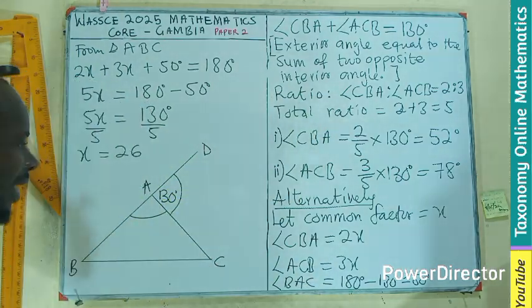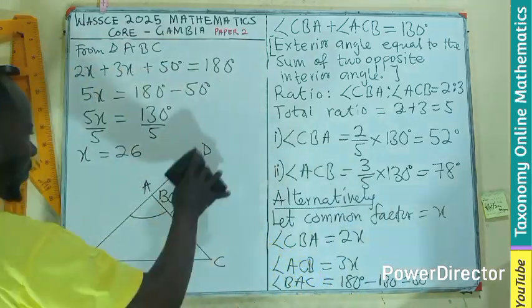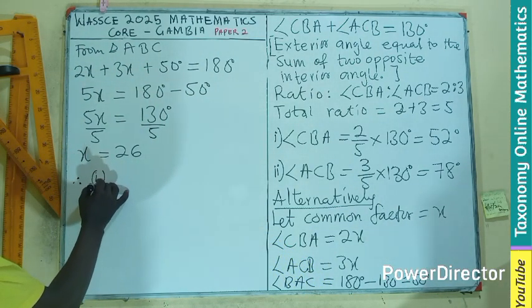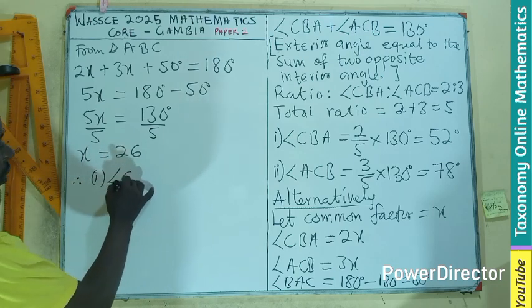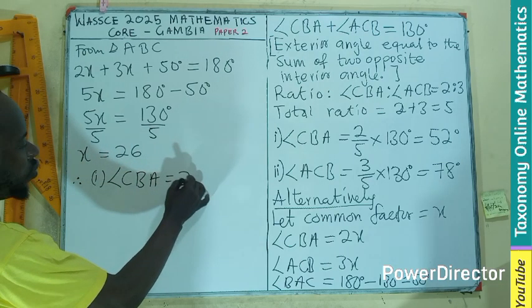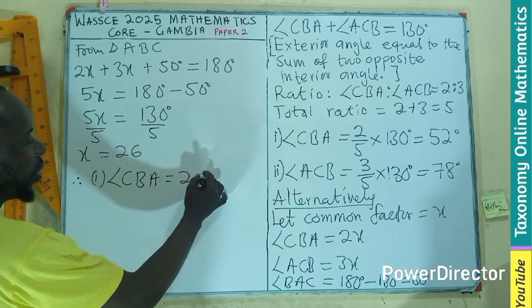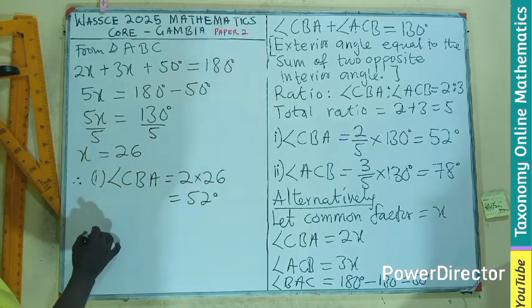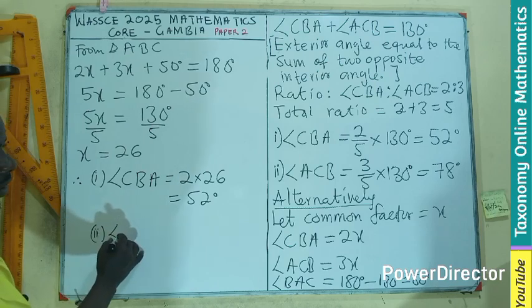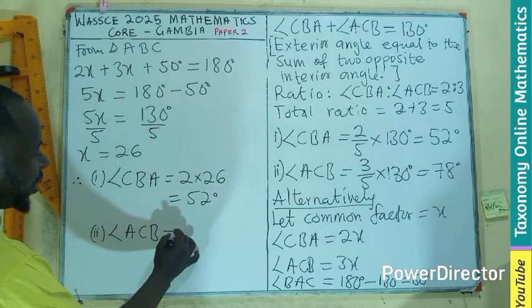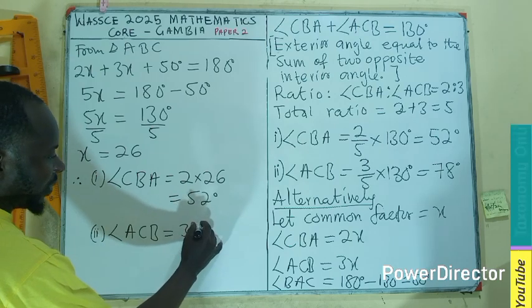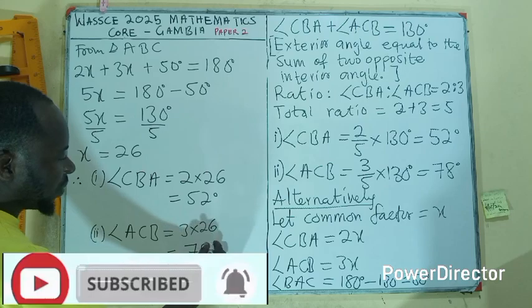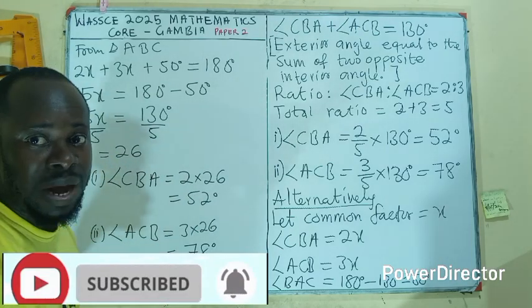So if that is clear, then therefore, Roman number 1, the first angle I am looking for, CBA, is 2 times x, and x is 26, which gives 52 degrees. Roman number 2, the angle ACB is 3 times x, and x is 26, so let's multiply and have our 78 degrees. So we can see that any direction we pass, we get our answer.